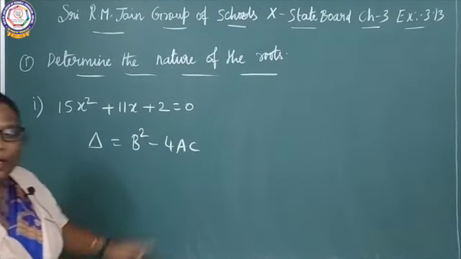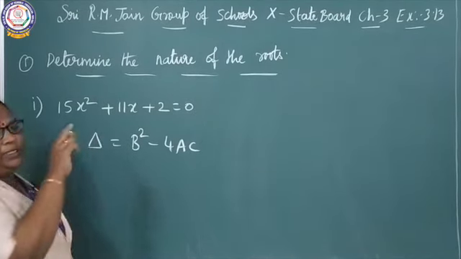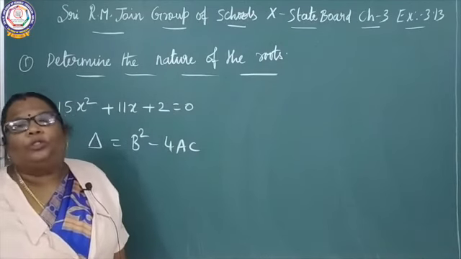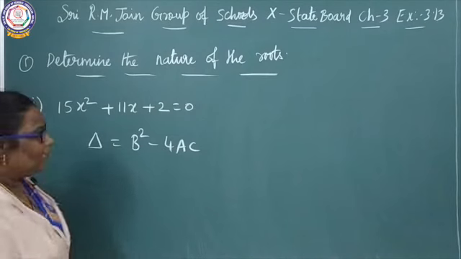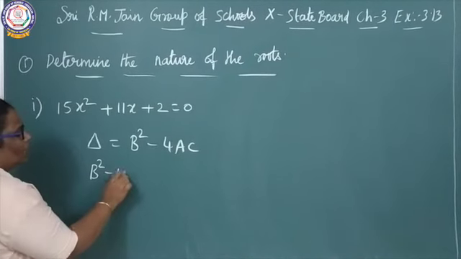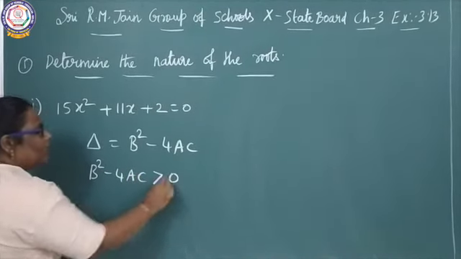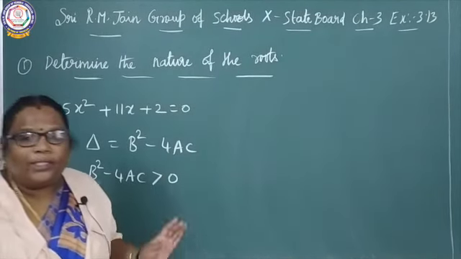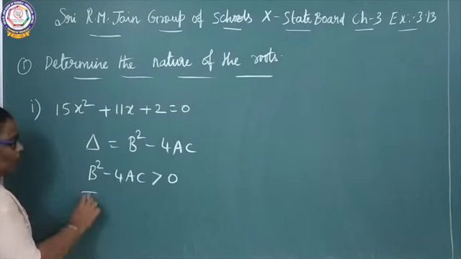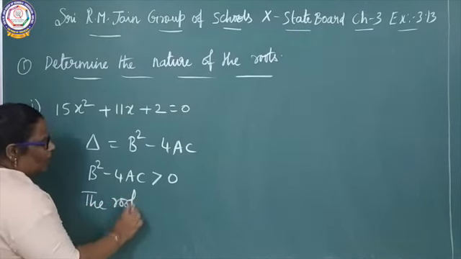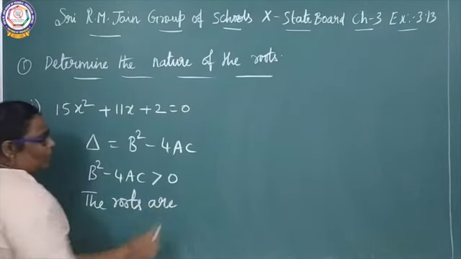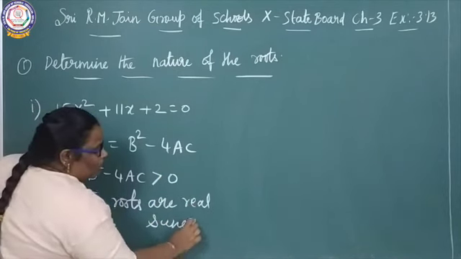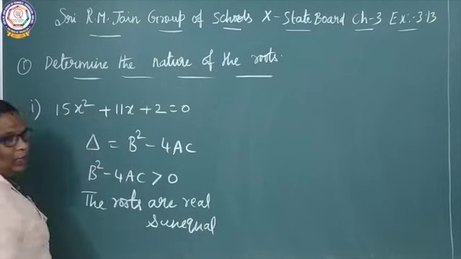Depending upon b square minus 4ac, that is the discriminant value, you will find out the nature of the roots. If b square minus 4ac is greater than 0, what is the nature of the roots? The roots are real and unequal.